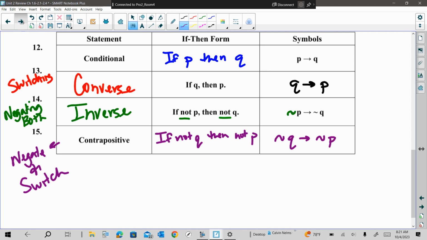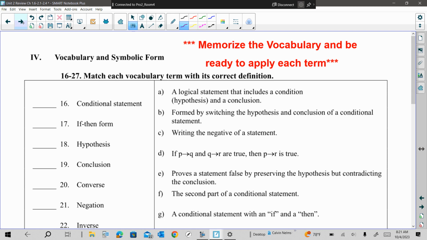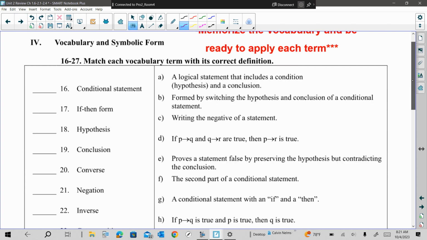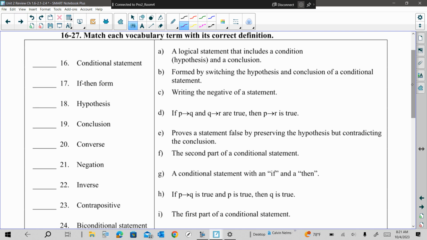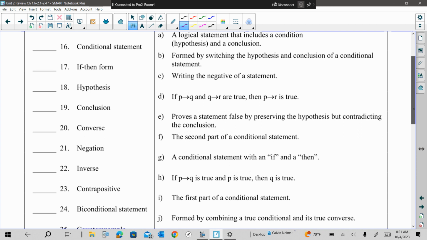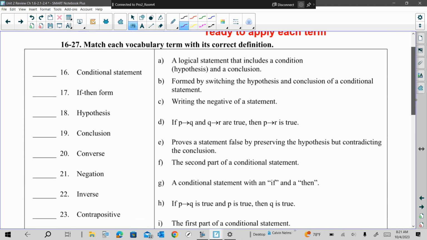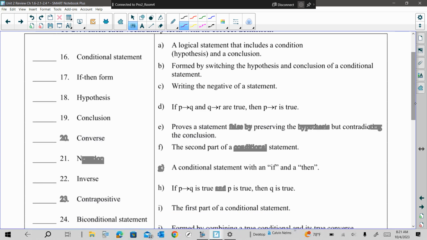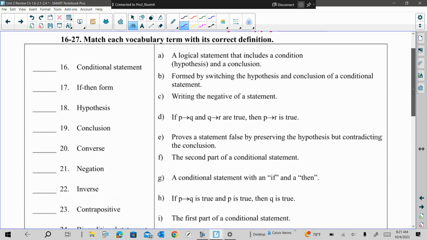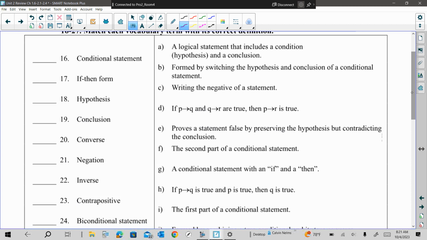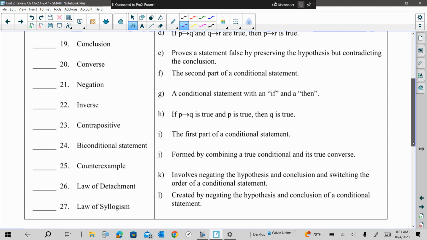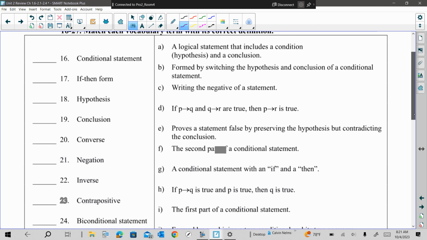All right, and then we're going to get into vocabulary. This is also part of your orange photo, but also the blue photo. So a conditional statement. You have the term, and we're trying to match the actual definition with each one. So which one do you think is the first one for a conditional statement?